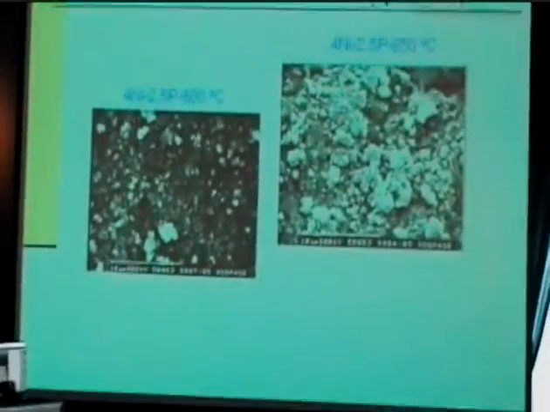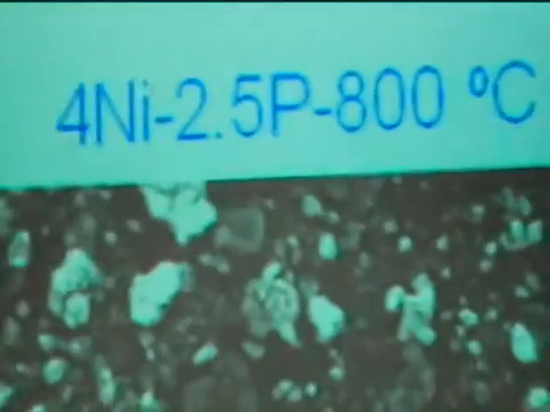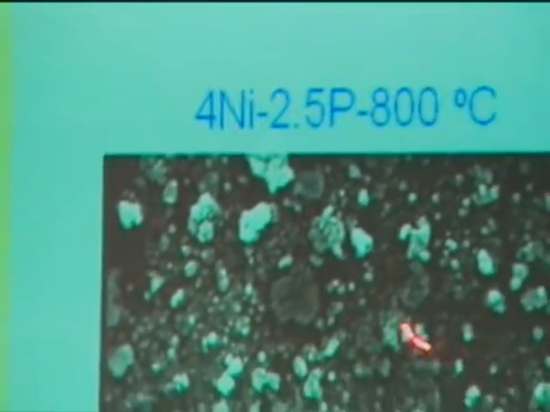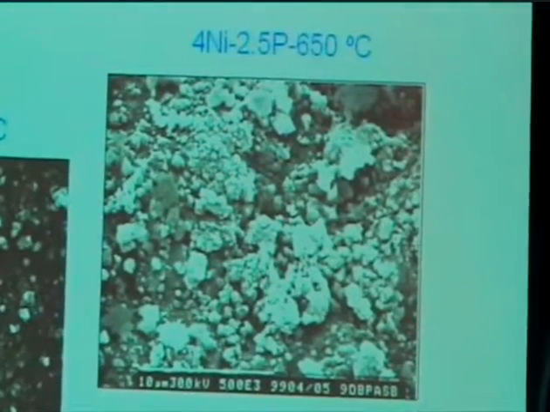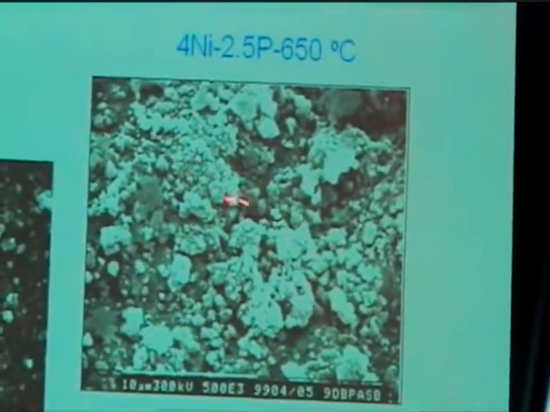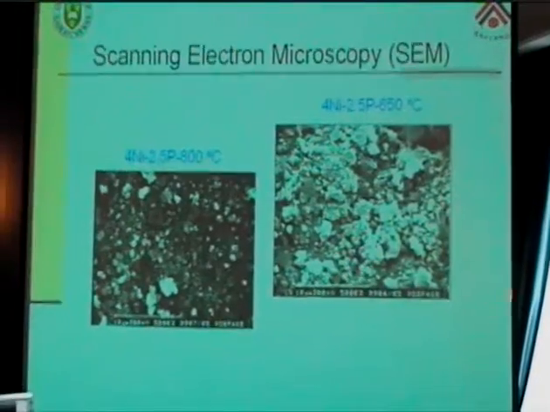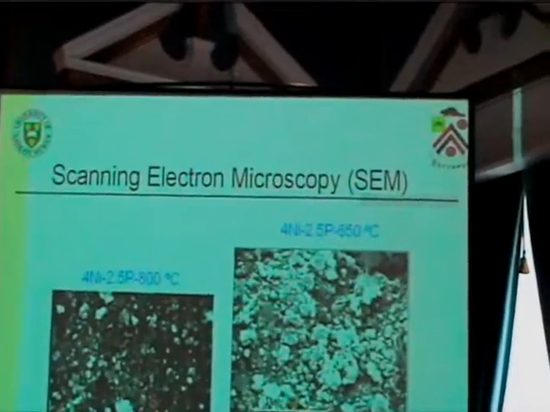Then scanning electron microscopy was performed on 2 different catalysts at 2 different temperatures. That is, one at 800 degrees Celsius and the other at 650 degrees Celsius. And over here, we could see that at the lower temperature, you have a cluster of large particles on the surface compared to the 800 degrees Celsius, which seem to be nicely dispersed. So this also goes to suggest that at high temperatures, we seem to be getting smaller particles on the surface of the catalyst compared to the lower temperatures.